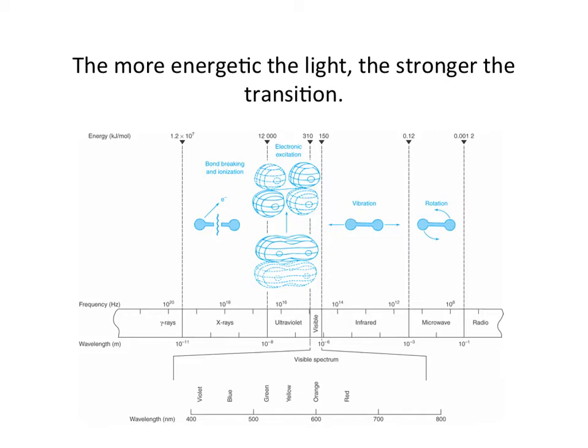This diagram shows wavelength or frequency along the x-axis and the type of transition associated with different energies. So you'll notice that X-rays involve the ejection of electrons and the breakage of chemical bonds. Infrared energy is low energy, and it causes molecules to vibrate or rotate. And we're interested in ultraviolet and visible light, which has enough energy to cause electronic transitions, but typically not enough energy to break atom-atom bonds.